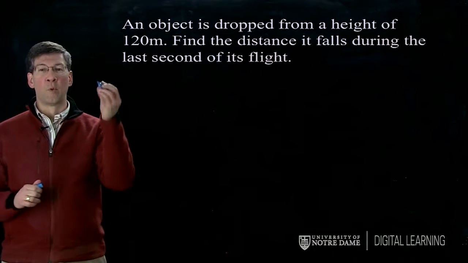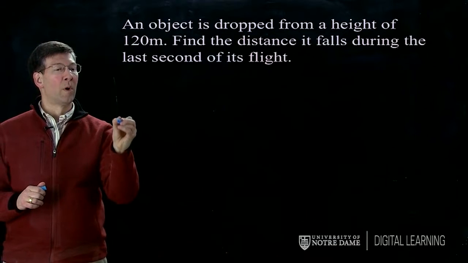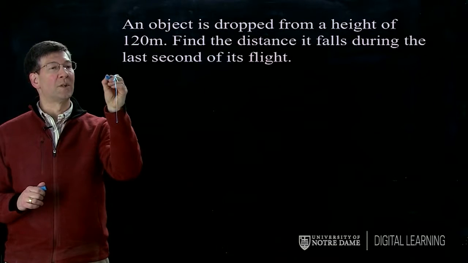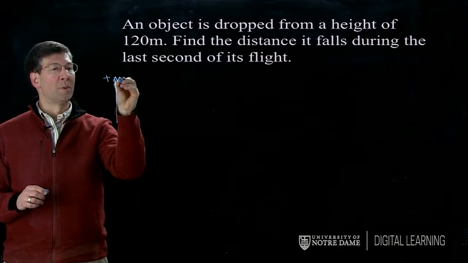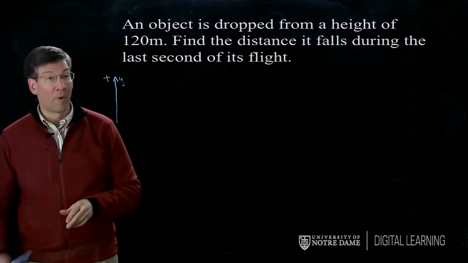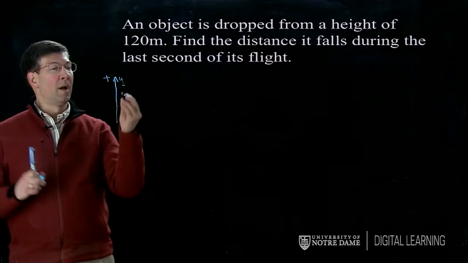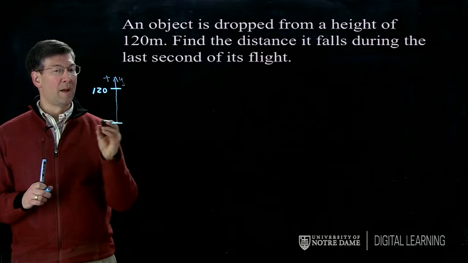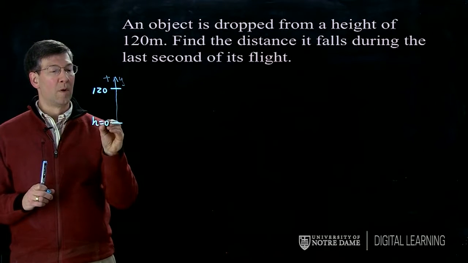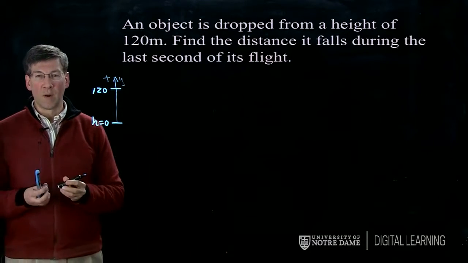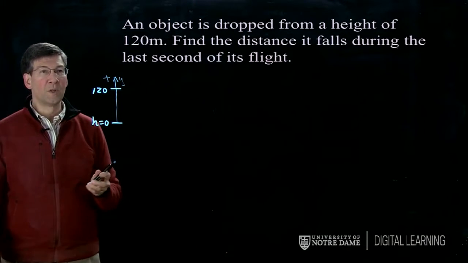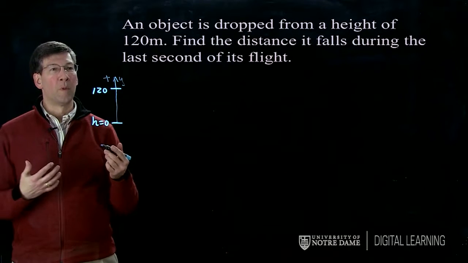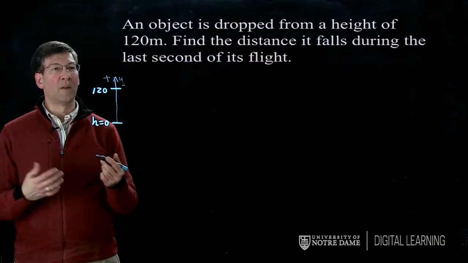In terms of trying to set up where we are in terms of height, we're going to choose the positive direction to be upward. So this will be the plus y direction. My object is going to start at a height of 120 meters, and it's going to end at a height h equals 0. So that will be the motion that we're looking at. Now the real question is, how do we figure out where it is at the last second of its flight?